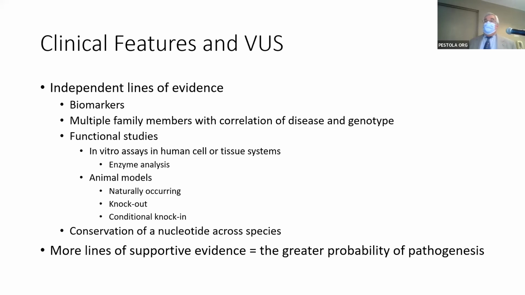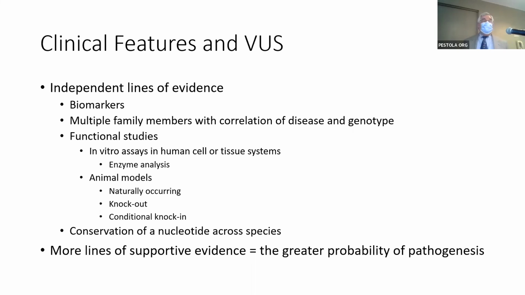You can also look for conservation across species. If you have an invariant arginine from yeast through Drosophila, through all the chordates, through all the primates, Mother Nature probably needs that arginine there for that protein to work. So a change to anything else probably means something. The wider the range of species with that conservation, the more evidence.